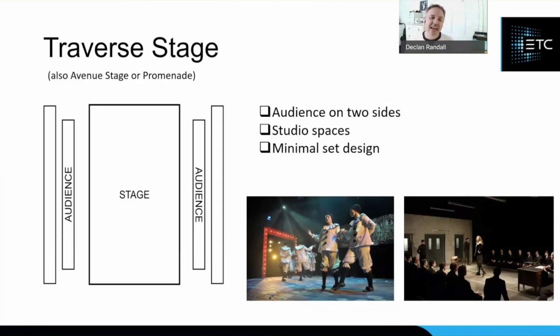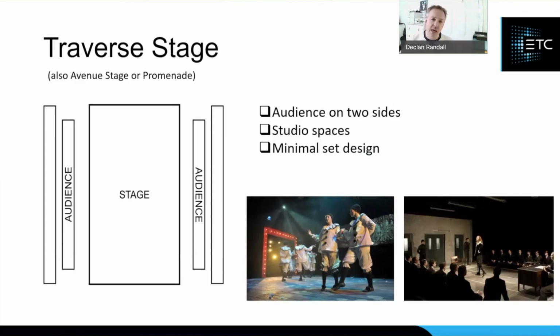Traverse stages tend to have a minimal set design, largely because you can't put much structure in the set, as obviously you're going to introduce some sightline issues. So they tend to be fairly open spaces, which makes it a little bit easier to deal with. There's perhaps some scenic elements at either end of the stage. There might be a couple of raised levels on stage, something like that. But generally, it's fairly minimal in terms of design.